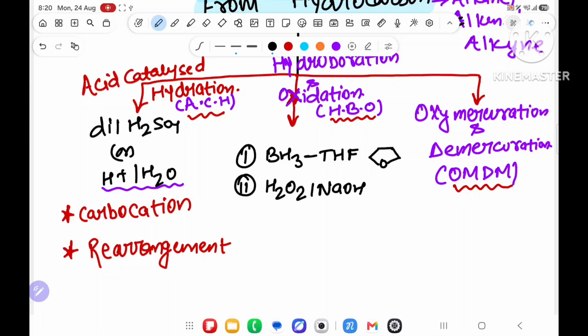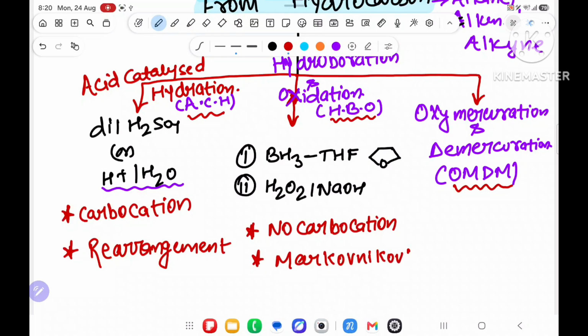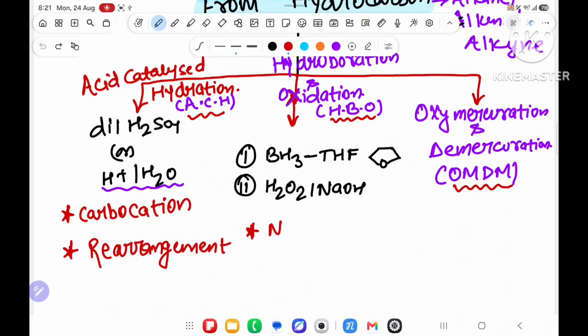In this reagent you have to understand first important point that no carbocation. Over here carbocation is not formed. Hydroboration oxidation, anti-Markovnikov's rule we will follow over here. First one is to correct. No carbocation. Second important point, no carbocation means no rearrangement.